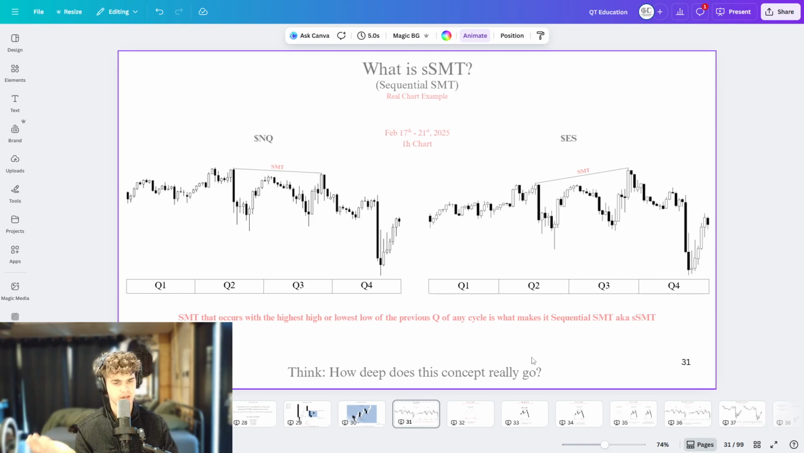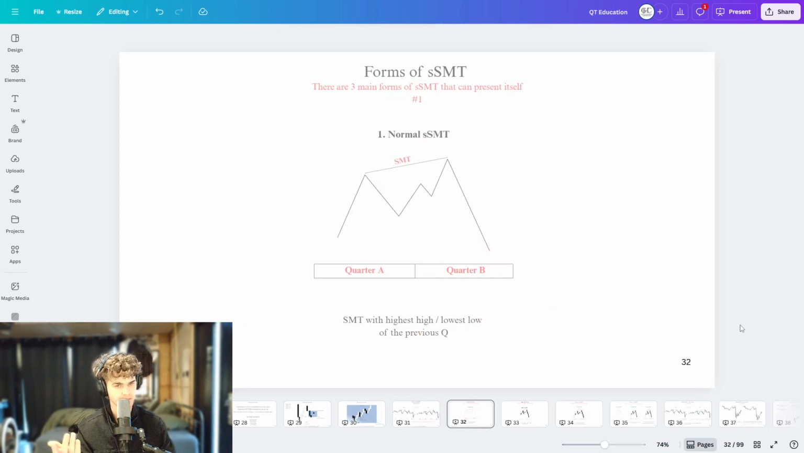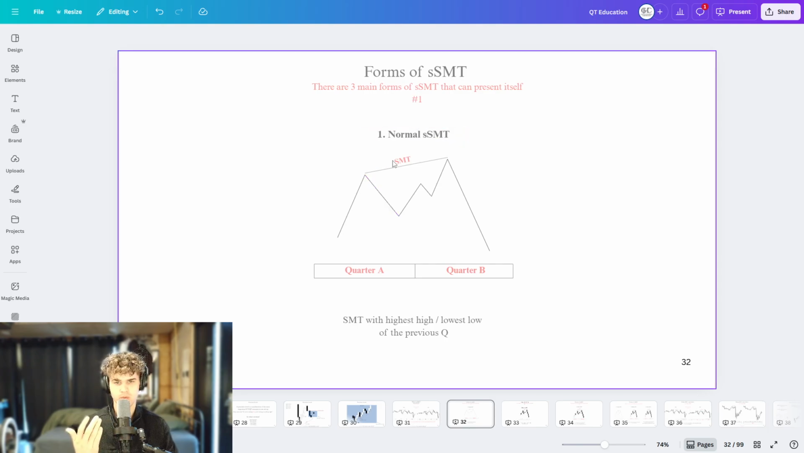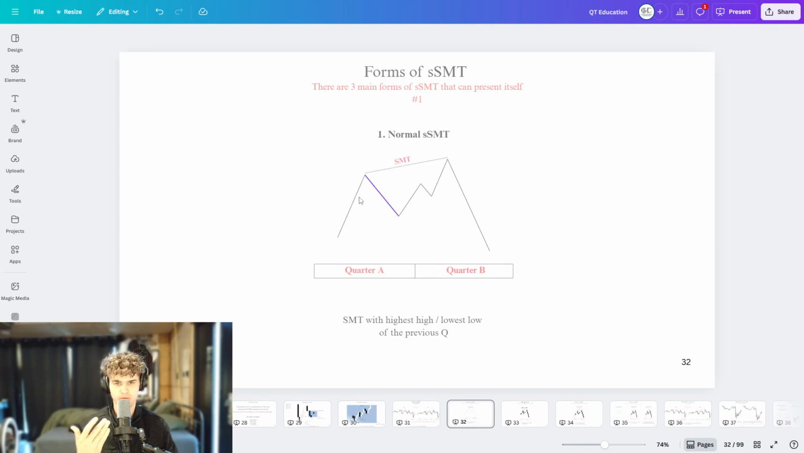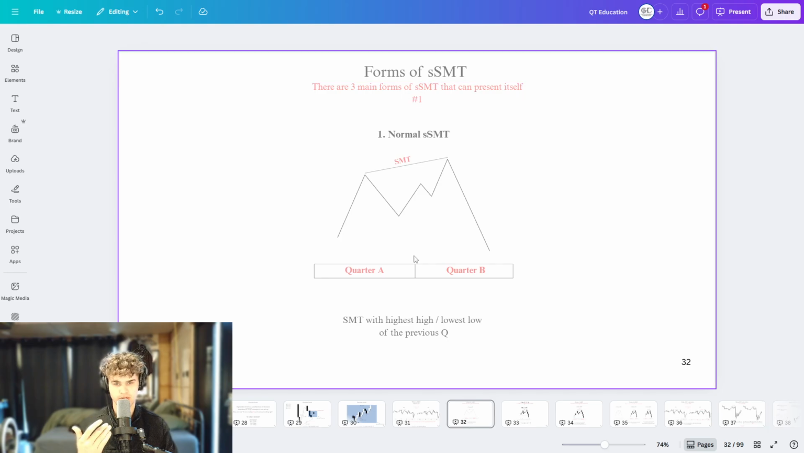How deep does this concept really go? Well, it goes rather deep. That's what she said. But it goes rather deep because you can do this all the way down to a 30-second, 5-second, 1-second chart. You just have to do the math to get down there, right? So forms of SSMT. Number 1 is normal SMT, just quarter A and quarter B. There are 3 types. This is number 1, regular, as you know it, as I just explained it.